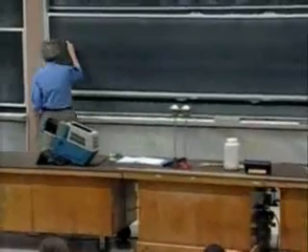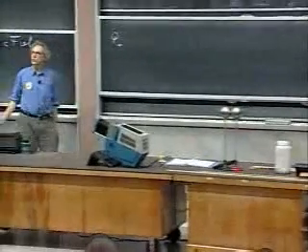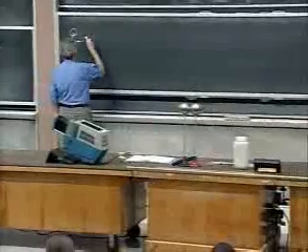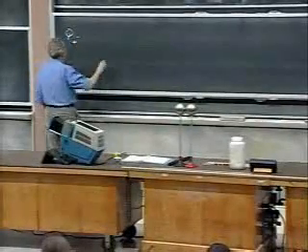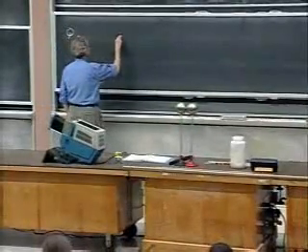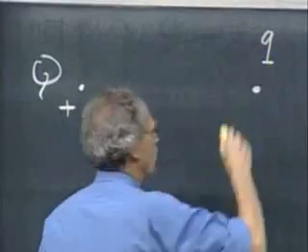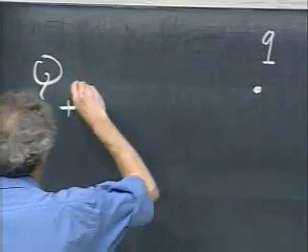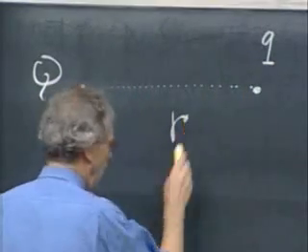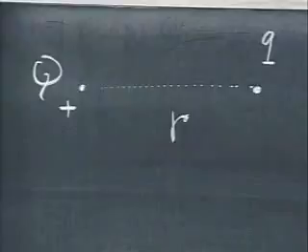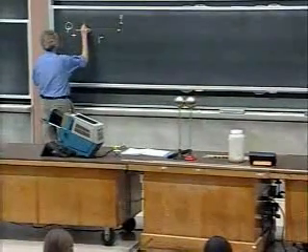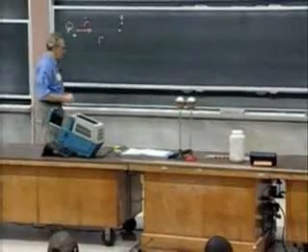If I have a charge, I just choose Q, capital Q and a plus at a particular location, and at another location I have another charge, little q. I think of that as my test charge. And there's a separation between the two, which is r. The unit vector from capital Q to little q is this vector.